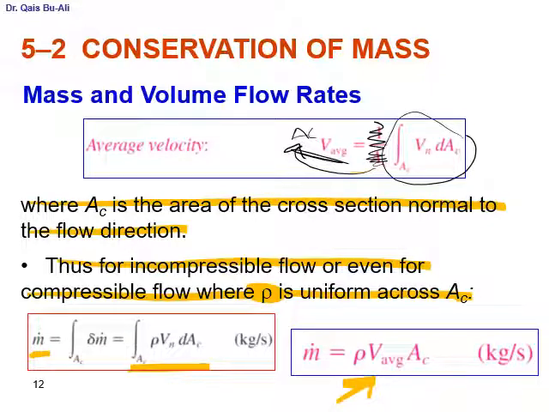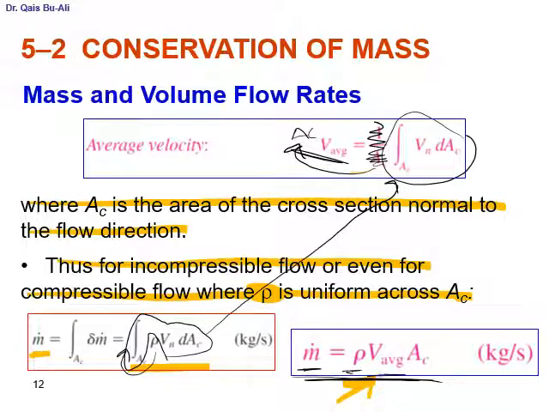Again, if I have the density outside, and I am left with this thing here, which is the same as that, I can rewrite this equation as m dot is equal to rho V average AC. By doing this, I got rid of the integral by using the average velocity, which was defined in the previous slide. So I ended up with this nice equation that you are familiar with, maybe from thermo or from the introduction course: mass flow rate is equal to the density times average velocity times cross-sectional area of flow.